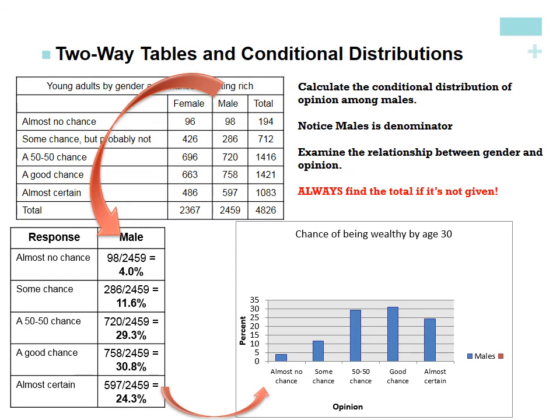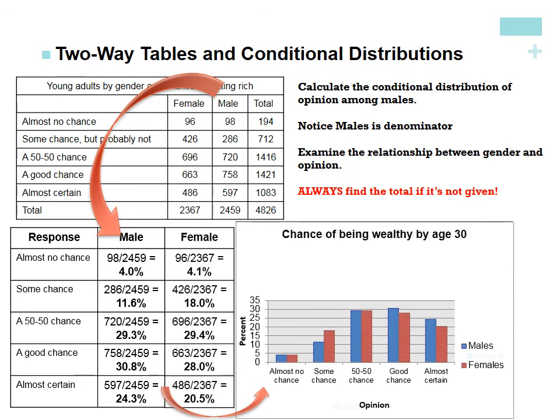So we've looked at what percent of males think they're going to get rich, some chance, 50-50 chance, good chance. Okay, let's see how that compares to the female. So who's more confident about being rich? Okay, so let's take a look at the conditional distribution of females. That means that the female is going to be the denominator. So almost no chance, 96 out of 2,367. Okay, now we can put the bar graphs together as a side-by-side bar graph and say, actually, males and females have about the same opinion about whether or not they're going to be rich.